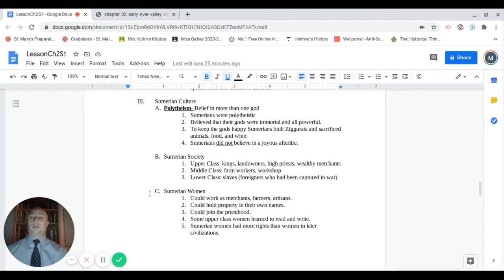Next is capital letter C. We'll talk about Sumerian women. One of the things about history, guys, is you have to understand a lot of it is focused on the patriarchal society because a lot of the leaders were males. Well, in Sumerian society, the earliest society, women had an equal footing with men. And I think that's really impressive.